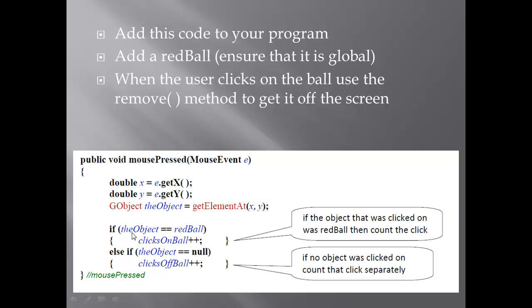And then if not, if the object is equal to our red ball, you can delete this little part here, clicksOnBall++, unless you wanted to say how many times you clicked on it. But in this case, you're going to replace this line with your remove method. So you can click on the red ball, and you should be able to remove it. And then if you want, you can add a whole bunch of balls to the screen and set up sort of the basis of a game. That's all for today.